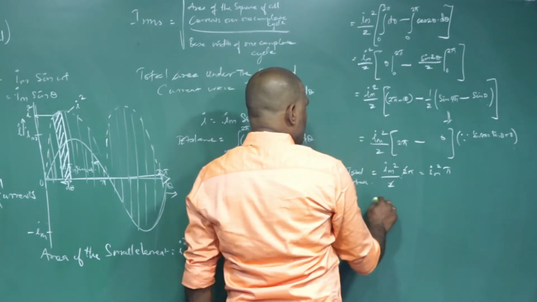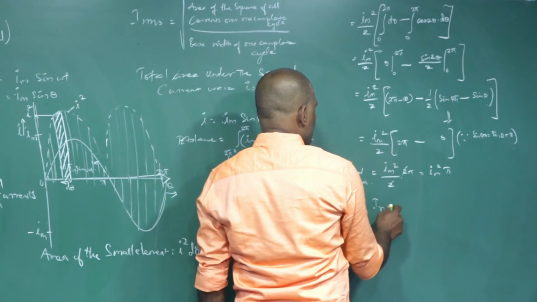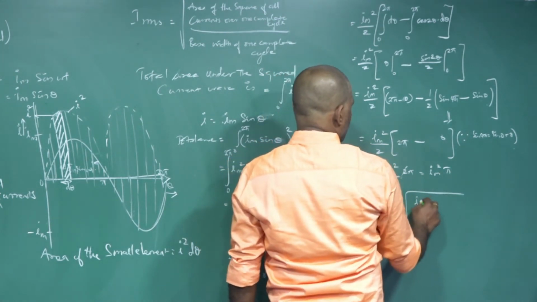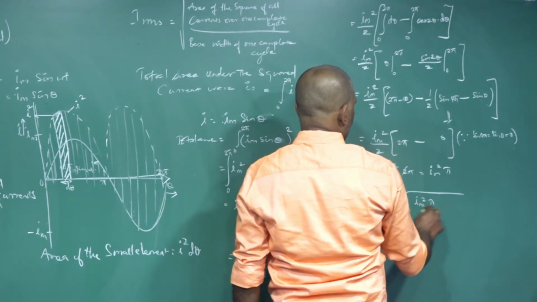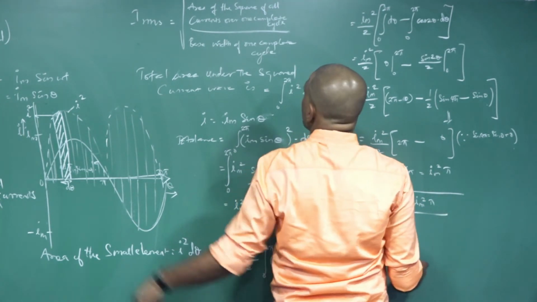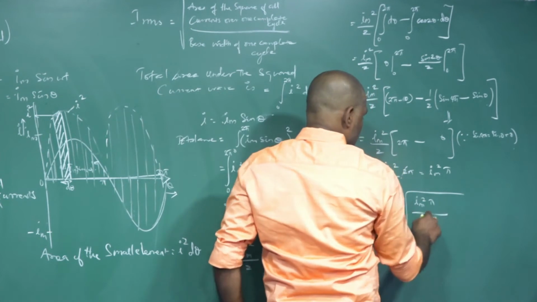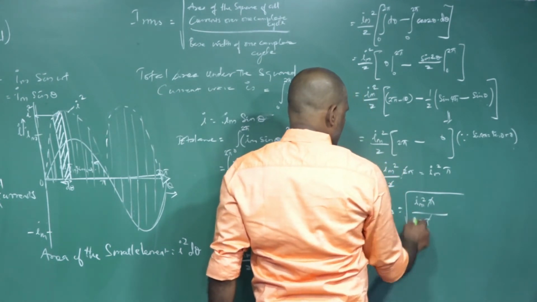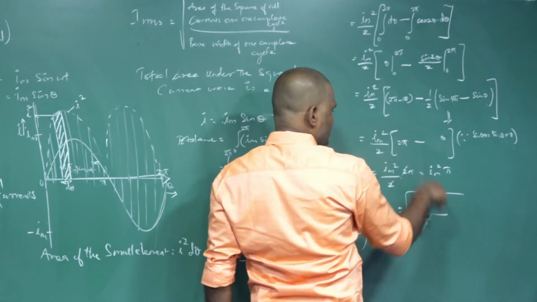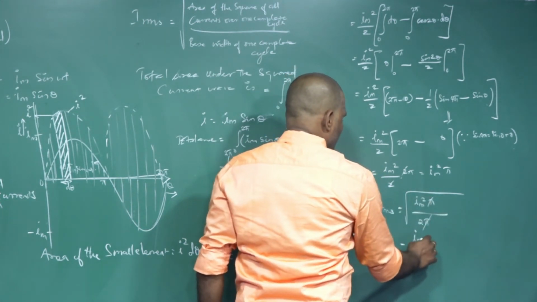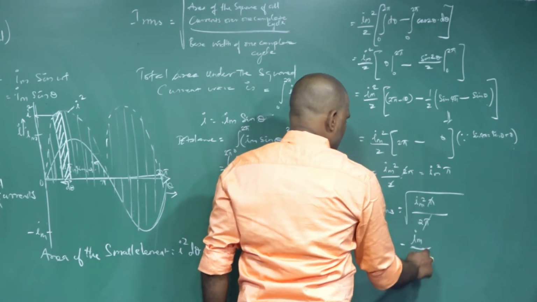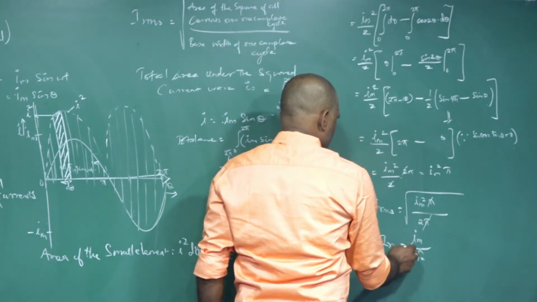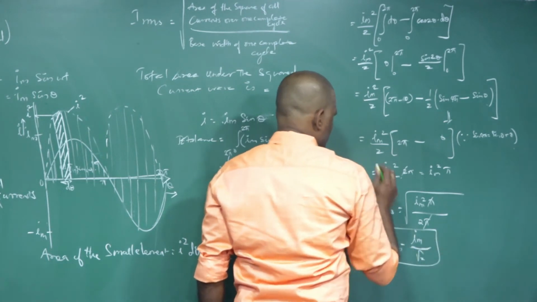To calculate the RMS value of alternating current, IRMS is equal to the square root of the total area under the curve, Im square pi, divided by the base width of one complete cycle. As I told you already, the base width of one complete cycle is 2 pi. Pi gets cancelled out. Im square is inside the root, so it will become Im when the root is taken. The 2 under the root becomes root 2. So IRMS equals Im by root 2.